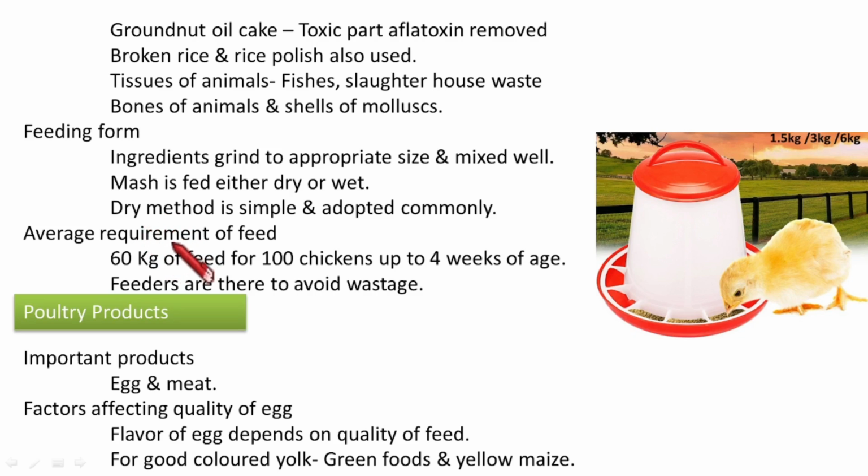Then what is the average requirement of feed? Around 60 kg is required for 100 chickens up to the age of 4 weeks. Sometimes feeders are also used to avoid wastage. Feeders mean this: if we put the grains or whatever food we are giving in this way, we can avoid wastage.